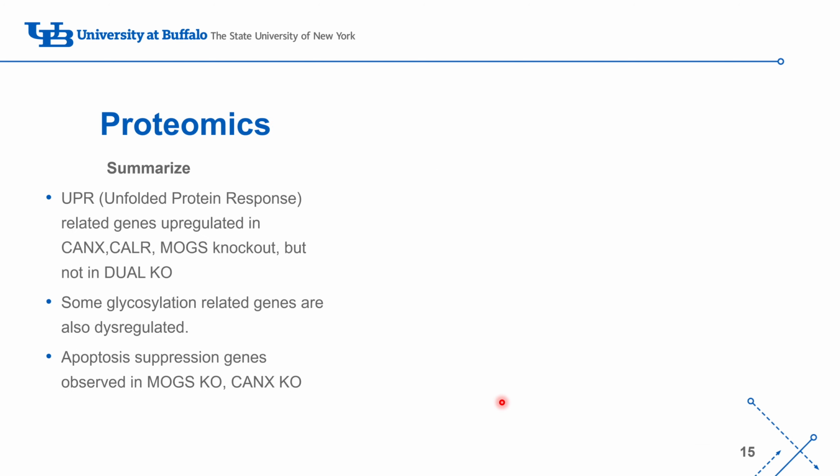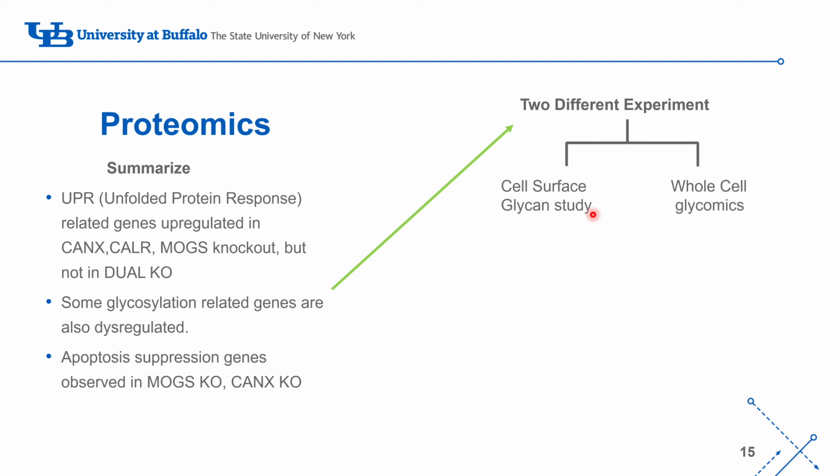And so this is for the UPR response. The next observation that we get is that some glycosylation related proteins are dysregulated. So this is in line with our initial hypothesis that the glycosylation profile will get dysregulated. For this we decided to do two experiments. The first one is the cell surface glycan study, and the next one is the whole cell glycomics.